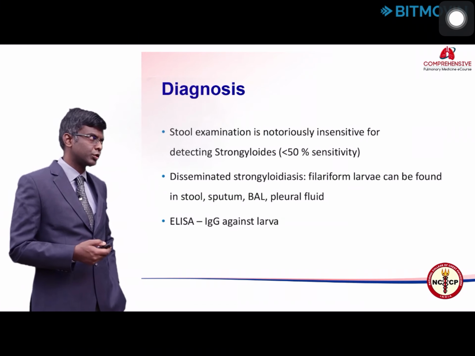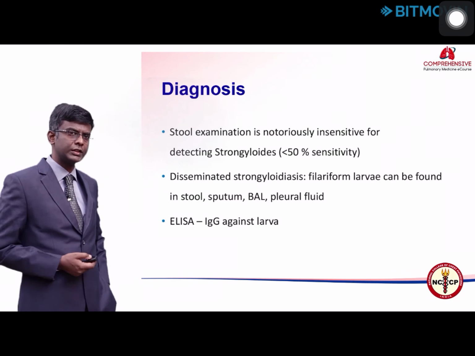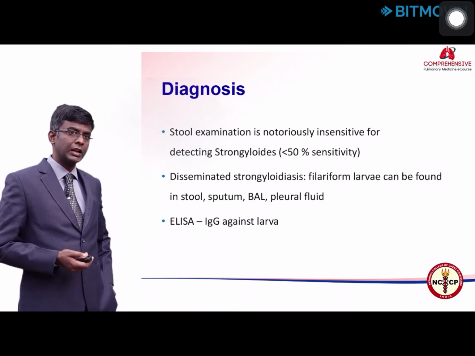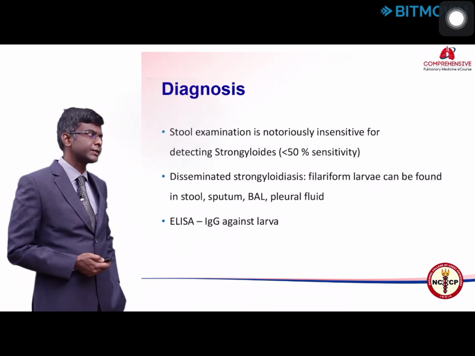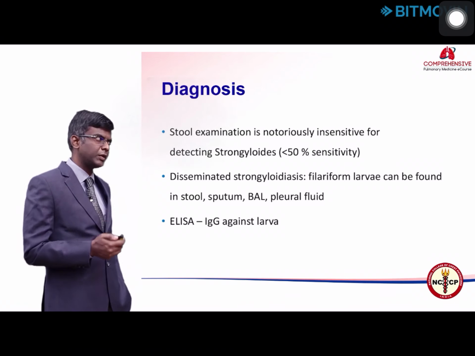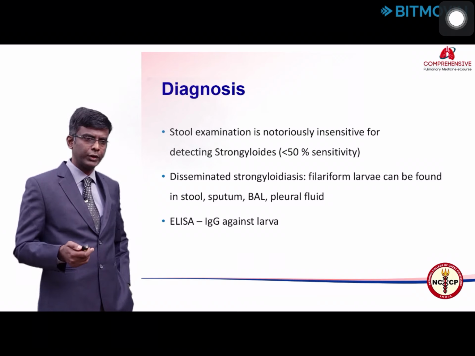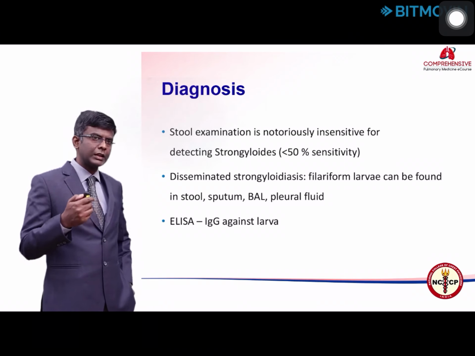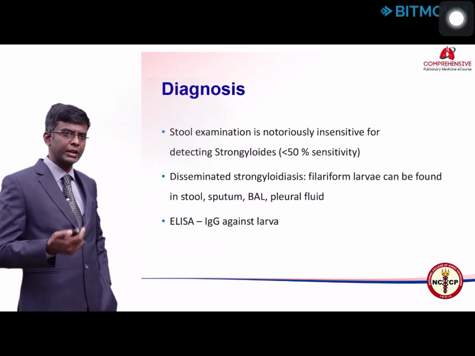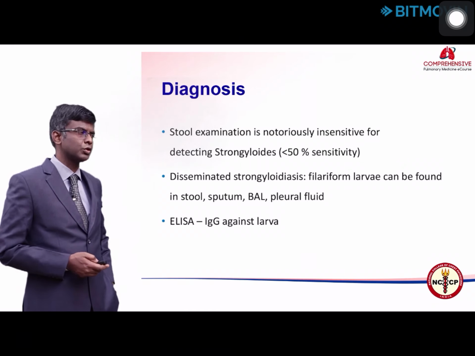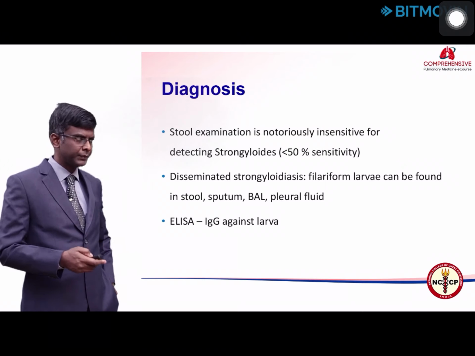Stool examination is notoriously insensitive to detecting the strongyloidosis larva, less than 50% sensitivity. But in disseminated strongyloidosis, filariform larvae can be found in stool, sputum, bronchial lavage, and pleural fluid. Testing for IgG antibodies by ELISA can also be used for diagnosis of strongyloidosis infection.